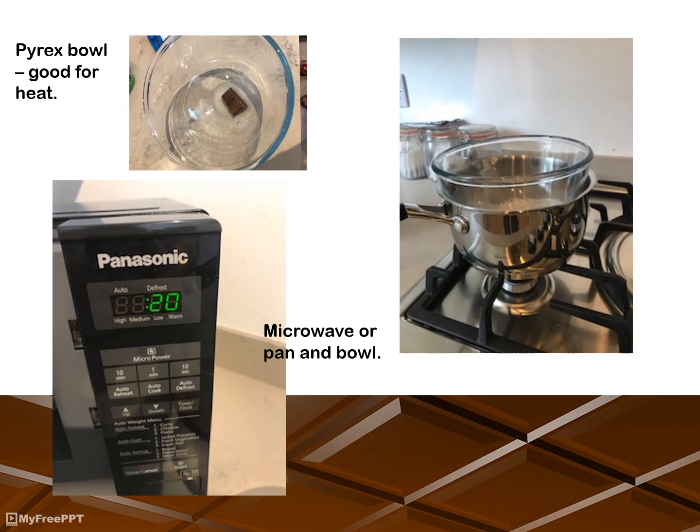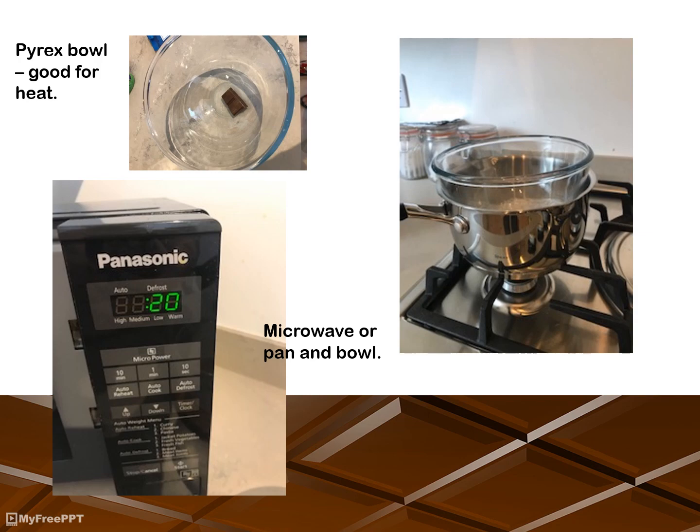Okay, so different ways of melting some of your chocolate. You can do the pan and the bowl. I've used a Pyrex bowl for most of mine because they are really good for heat. Just make sure you're using something that won't melt, and make sure that if you are using the pan and the bowl, that the bowl isn't touching the bottom of the pan.